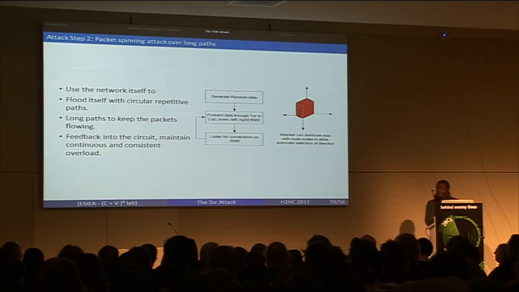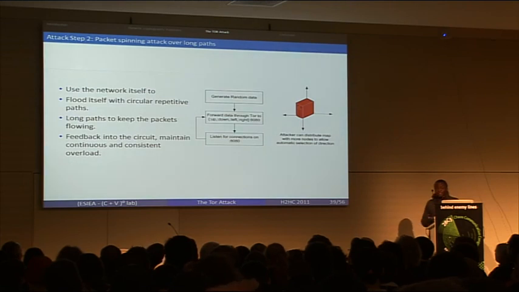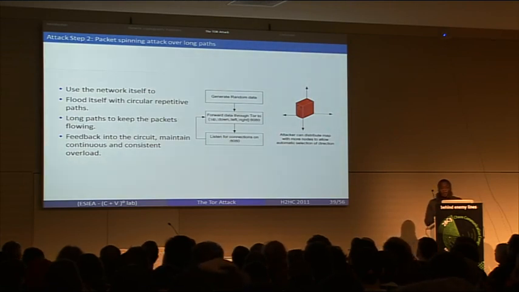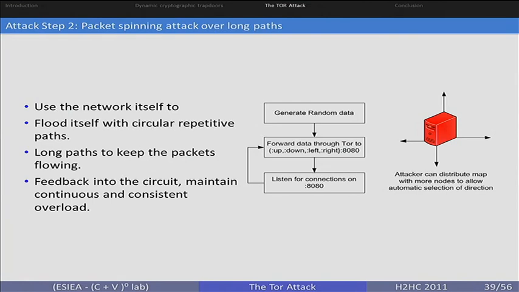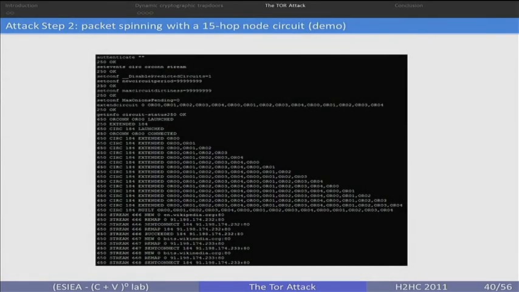This can also be set up in a different way, such that the attacker can distribute the map to different nodes, and he has a map of nodes he wants to block at a specific time. Then he sends packets and just keeps the packets in play, keeps sending, keeps building circuits, and it just keeps going on and on. So yeah, I said I was going to demonstrate how the long circuit or the packet spinner works.